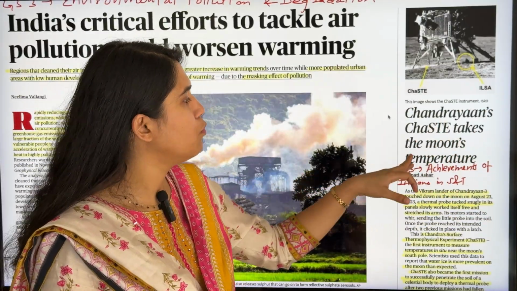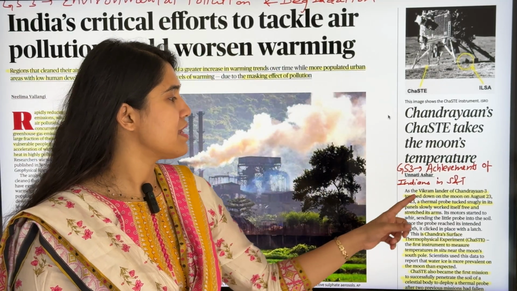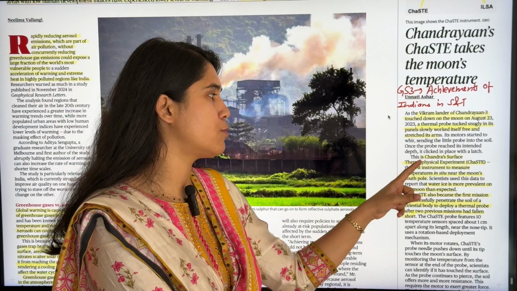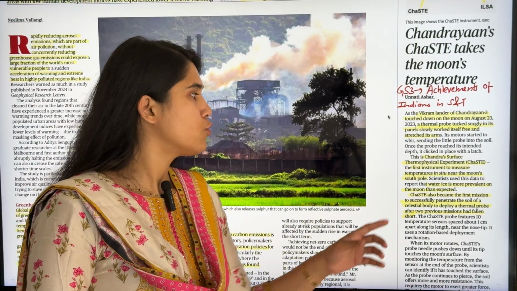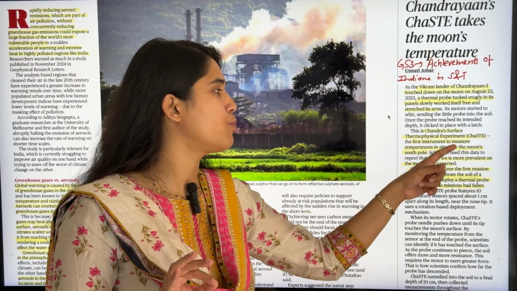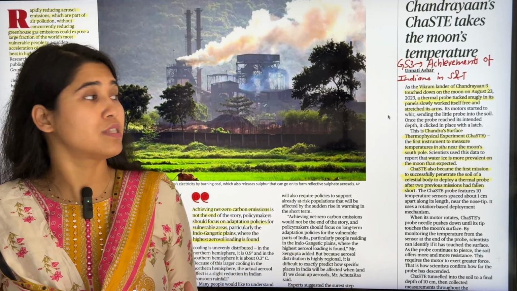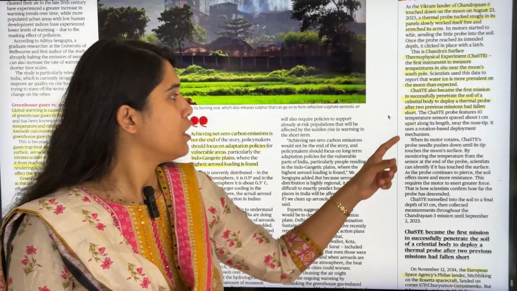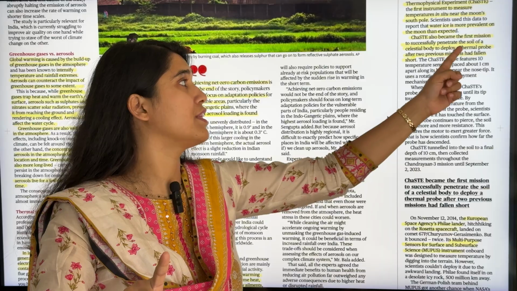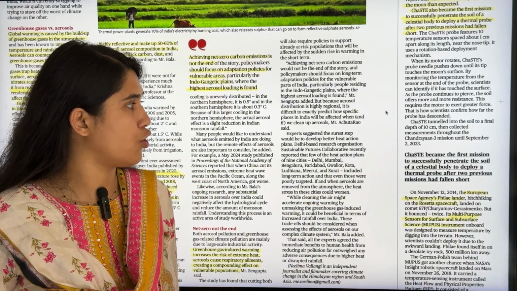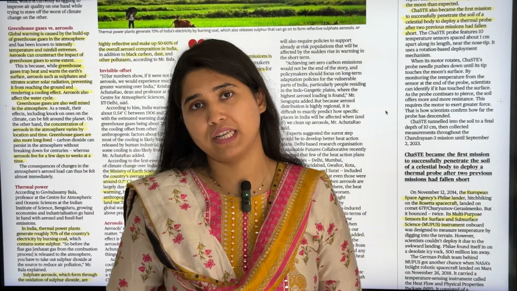Chandrayaan's CHEST takes the moon's temperature. Okay, this comes under GS paper 3, Science and Technology, achievements of Indians in science and technology. So as the Vikram lander of Chandrayaan 3 touched down on the moon, a thermal probe tucked snugly in its panels slowly worked itself free and stretched its arm. So this is Chandra's Surface Thermophysical Experiment, called in short CHEST. The first instrument to measure temperatures in situ near the moon's south pole, and it is reporting that water ice is more prevalent on the moon than expected. Very important, right? So CHEST also became the first mission to successfully penetrate the soil of a celestial body to deploy a thermal probe after 2 previous missions had fallen short. Okay, so it's the first mission. So that's why it is an achievement of Indians in science and technology.